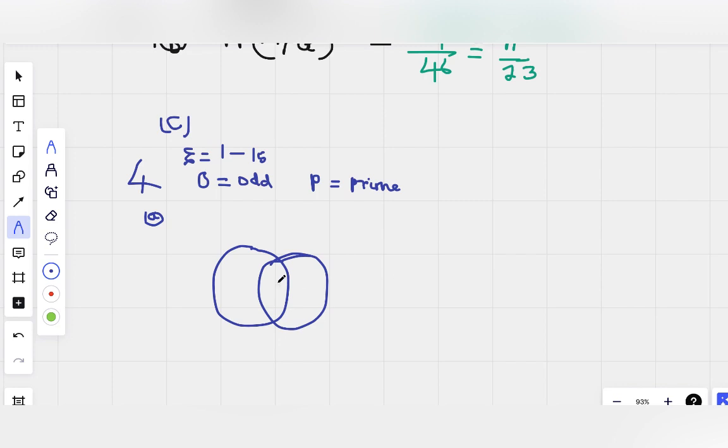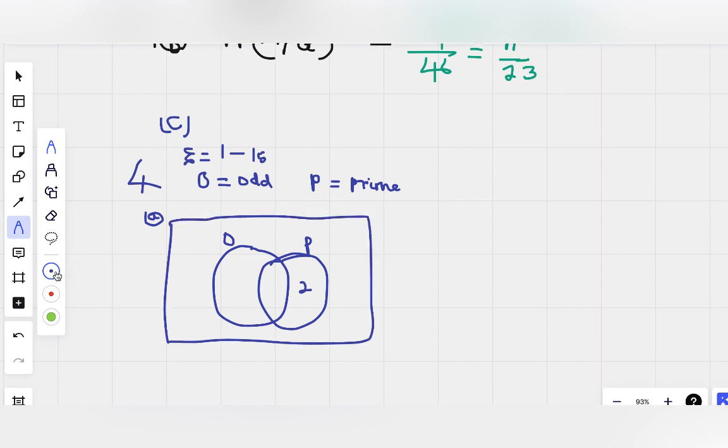Now let's list the prime numbers from 1 to 50. Let's list them here. Only the prime numbers that are odd numbers. 2 is a prime number, but it's not an odd number. So 2 cannot be in the overlap. Is that okay? 2 can only be here because it's a prime number. So let's say this is the odd number and this is the prime number. And then let's draw the universal set to enclose it. Okay?